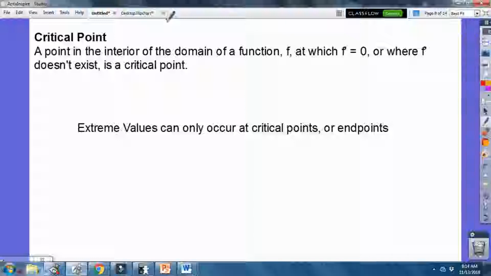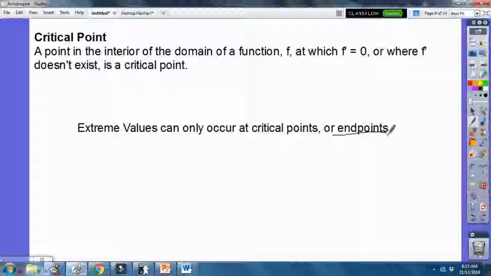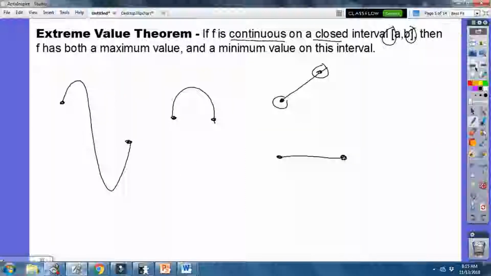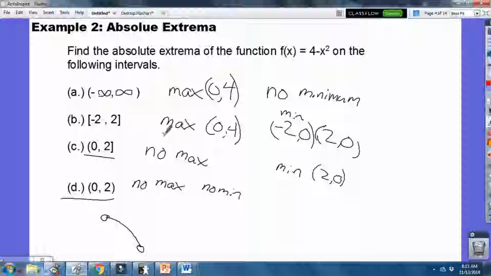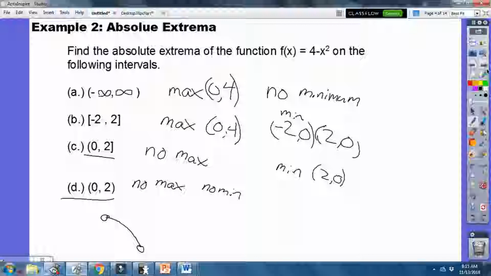So a critical point is going to be any point where f prime is 0. So that's what I was just talking about. Not every critical point is a max or min, but the max and mins can only exist at critical points. So the way we're going to solve this is by finding those critical points and then checking to see if they're maxes or mins. We can say here extreme values can only occur at critical points, or they can also occur at endpoints. If we look back to these problems here, they frequently occurred at the endpoints if there was a restriction on the domain.